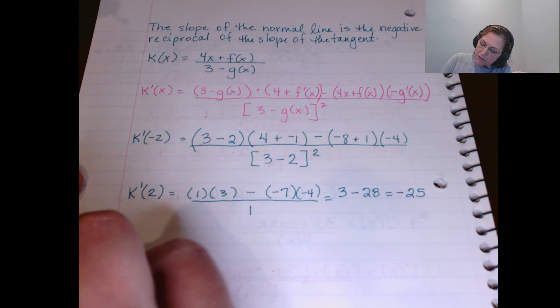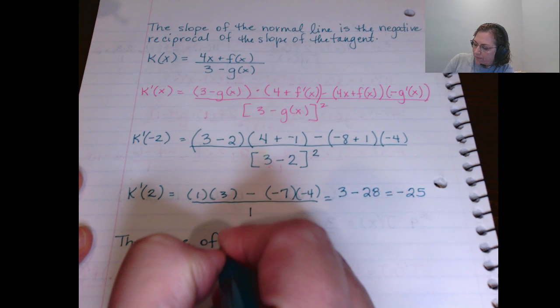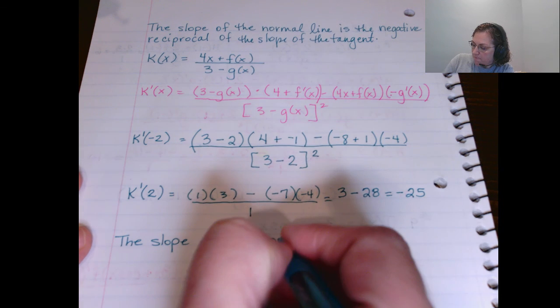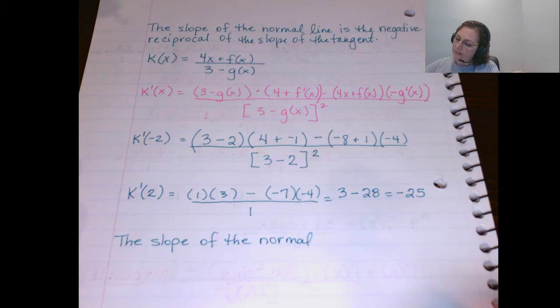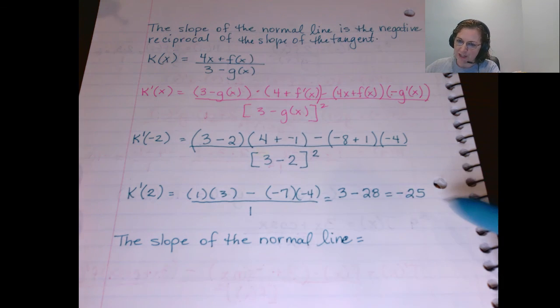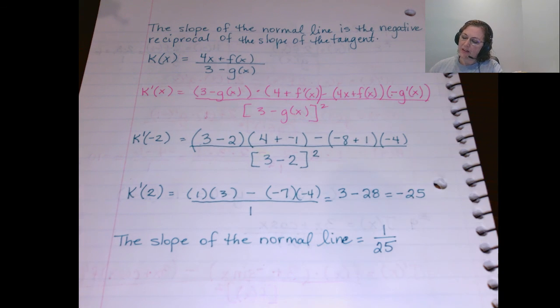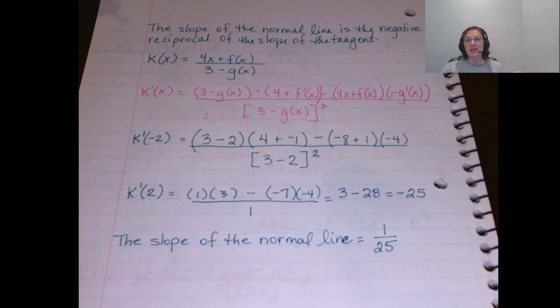So the slope of the normal line is the opposite reciprocal. So change the sign, going to make it positive, and we're going to flip it. So the slope of my normal line would be 1/25.